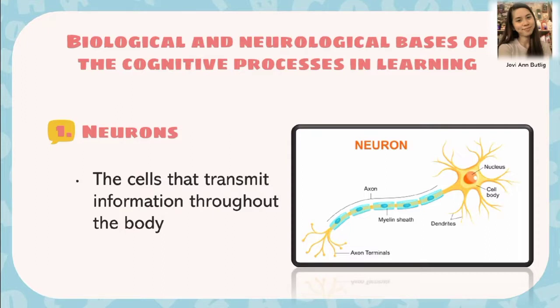Neurons are the cells that transmit information throughout the body. Neurons are nerve cells specialized for communication in the brain. They're basically responsible for thought, and without them, we couldn't really think, and we probably wouldn't even be alive.